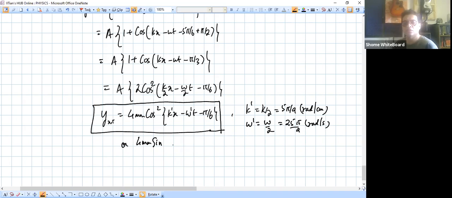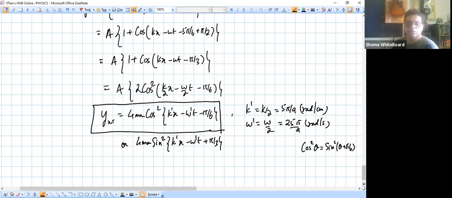sine square k prime x minus omega prime t, and again we'll have to make this pi by 3 because we'll use the function that cos square theta is sine square theta minus pi by 2 or plus pi by 2 or whatever. All right, so many different ways of expressing it.